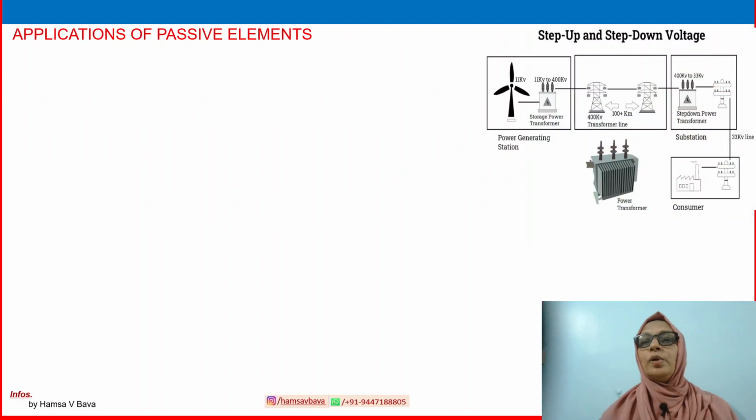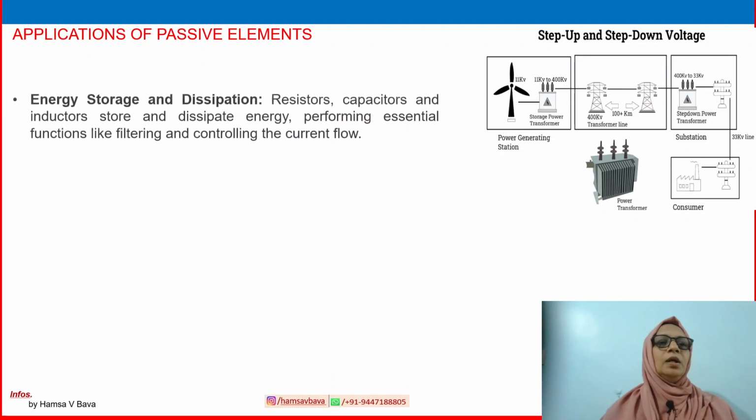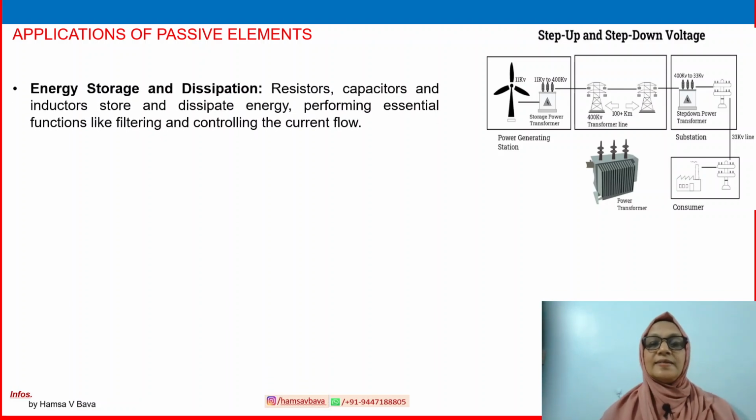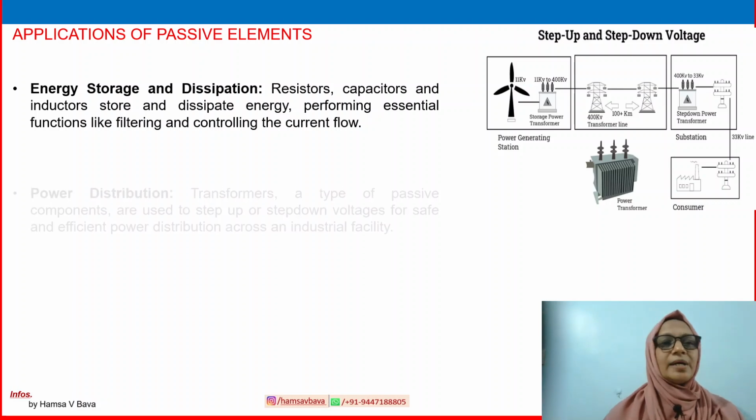Then application of passive components. Here, the figure shows step up and step down voltage, that is, transformers from the generating stations, how it is converted using stepping up and step down transformers. Energy storage and dissipation. Resistors, capacitors, and inductors store and dissipate energy, performing essential functions like filtering and controlling the current flow. Then what about the transformers?